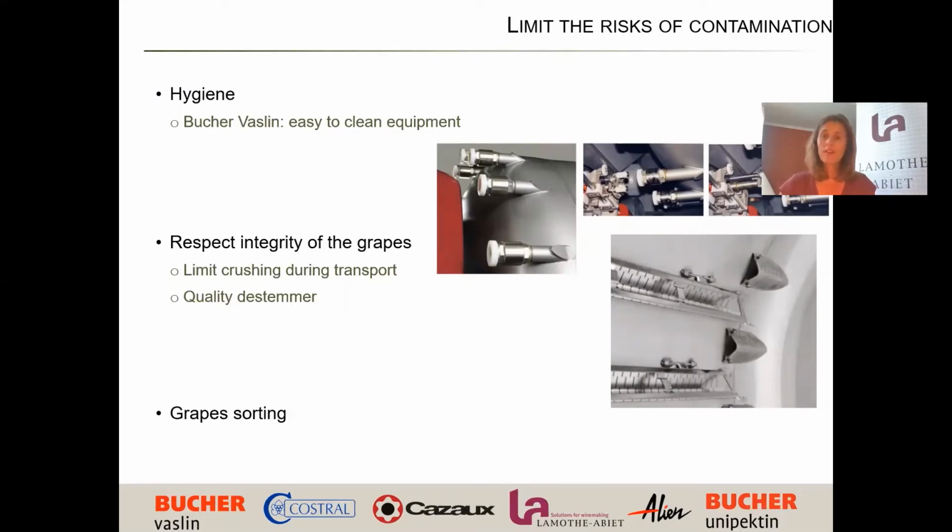When I talk about hygiene, I'm not talking about pure sanitation, I'm talking about cleaning. Cleaning frequently, removing any pockets of material that could be a support for microbes or even nutrients for microbes is essential. So when we design and produce our equipment at Bucher Vaslin, we think about the efficiency and the practicality. We always want to respect the integrity of the grapes, but we think also about how easy it is going to be to clean the equipment.